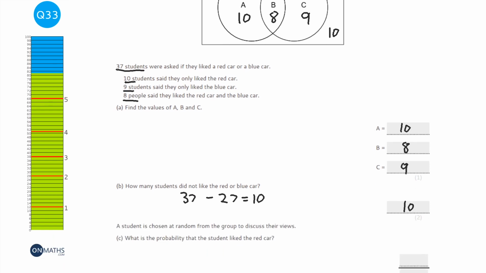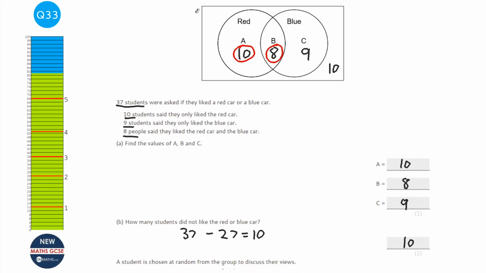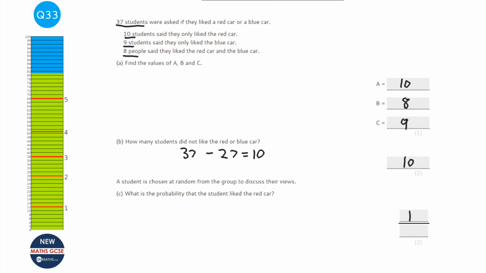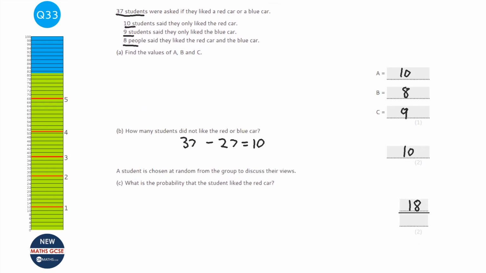Okay, it says, a student is chosen at random to discuss their views, what's the probability the student liked the red car? Well, let's have a look. There's 10 people who only liked the red car, and there's 8 people who liked the red car and the blue car. So in total, that's 18 people who liked the red car. Just 8 of them happen to like the blue one as well. And in total, there's 37 students. So it would be 18 over 37.